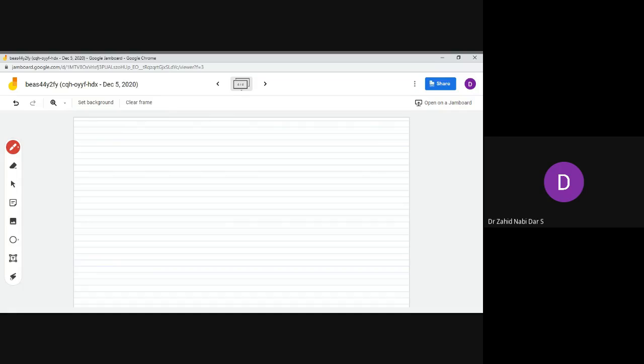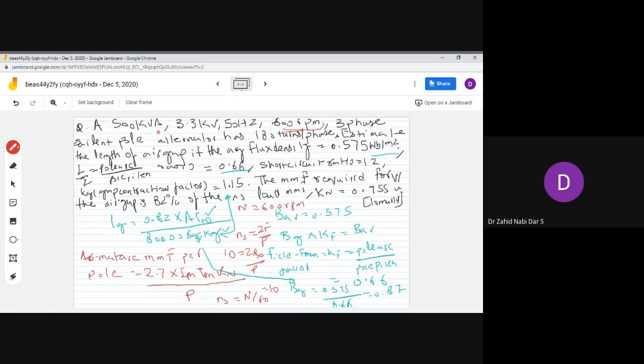Again, look at the problem. A 500 kVA, 3.3 kV, 50 hertz, 600 rpm, three phase salient pole alternator has 180 turns per phase. Please pay attention.